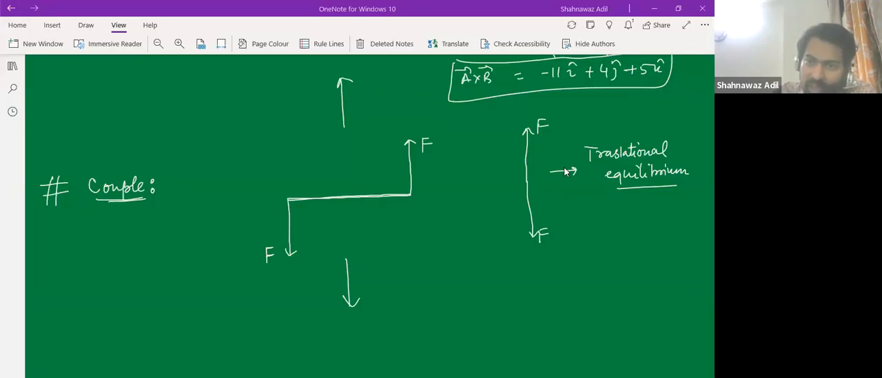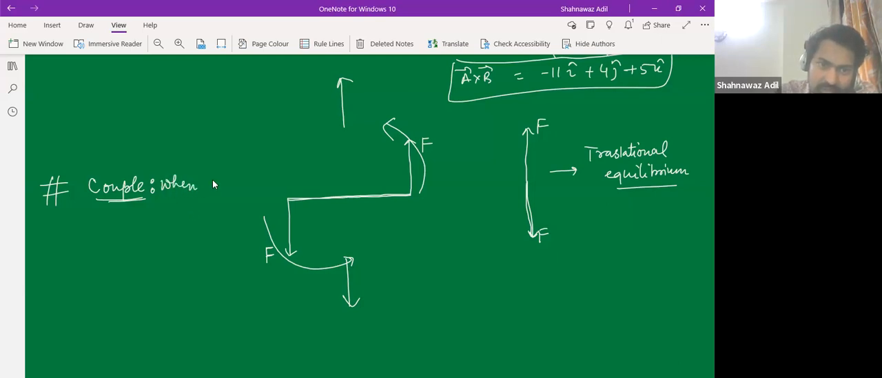translation equilibrium, right? But this thing has an equal amount of force in the upward direction and an equal amount of force in the downward direction. So it will not move upward or downward, it will only rotate, right? So it will rotate in this direction. And that kind of torque is called a couple, right?